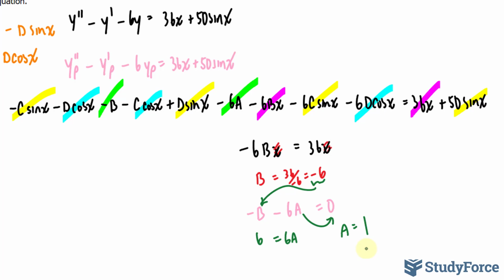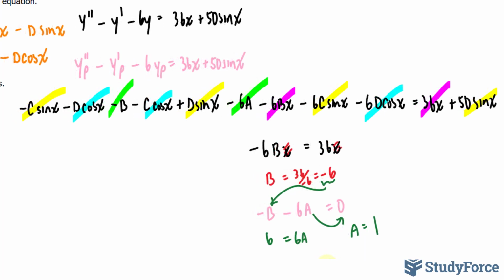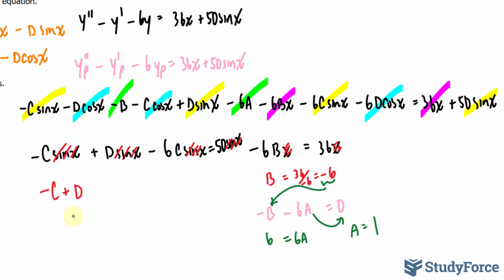We found b, we found a, now we need to find c. For that, we'll relate these four terms, starting with negative c sine x plus d sine x minus 6c sine x is equal to 50 sine x. Notice that there's a sine x in each of these terms, so we can disregard those, leaving us only with our letters. Minus c plus d minus 6c is equal to 50. Notice that I can't find c or d yet. I need to generate one more equation.